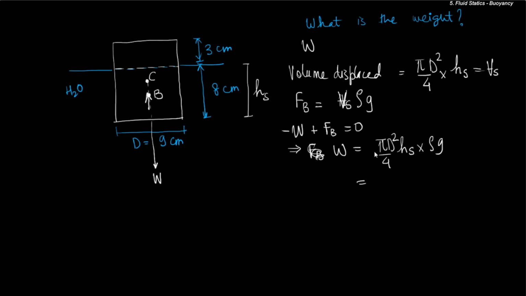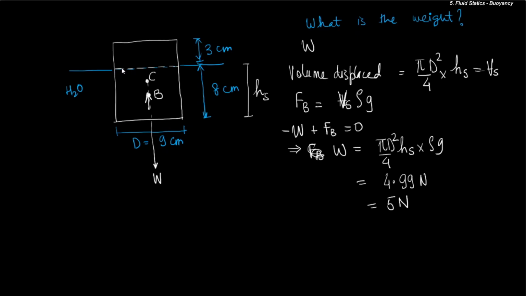So pi by 4 times the diameter, 0.09 square, times the height, which is 0.08, times rho, which is 1000, and g, which is 9.81, and it comes out to be 4.99 Newton, or essentially it is 5 Newton.